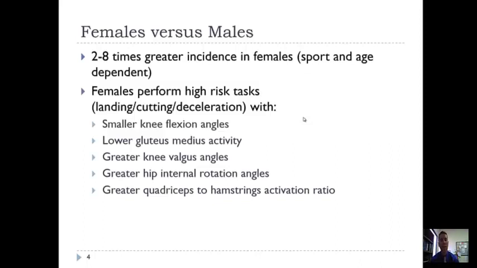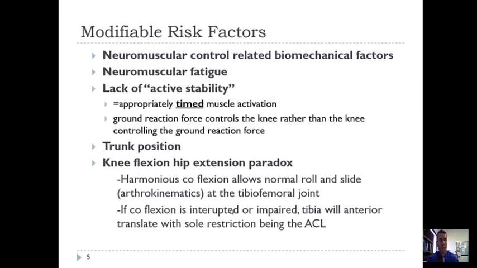But these are all things that you worry about. If they land with not enough knee flexion, then they're at risk. If they don't have good gluteus medius strength or motor control, then they're at risk. If they land with a lot of knee valgus, then they're potentially at risk. So you want to address all those things and hopefully prevent injury. That would be the ultimate goal. Also, the classical thinking of quad to hamstring ratio still holds up in a lot of the research, where we have a quad dominant individual, not enough hamstring activation or strength compared to quad strength, and that predisposes them to injury as well. Excessive anterior translation of tibia on femur.